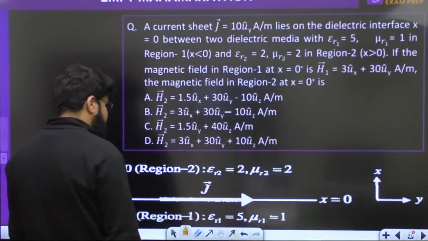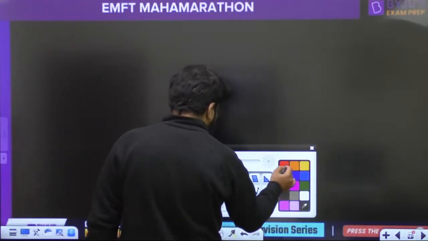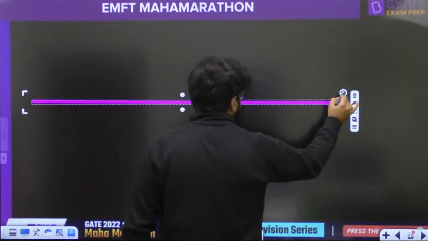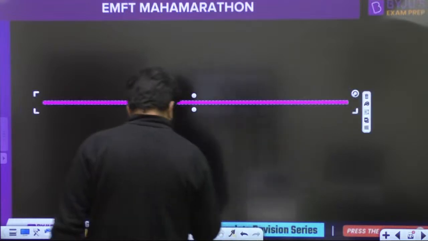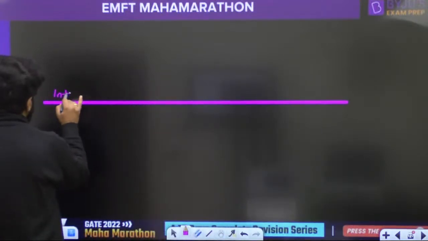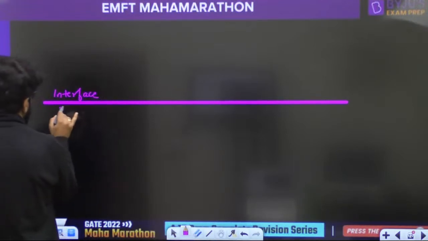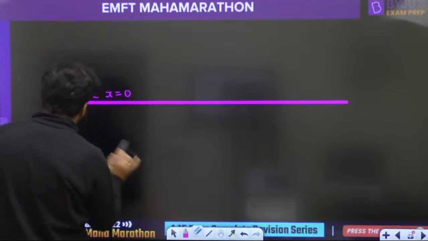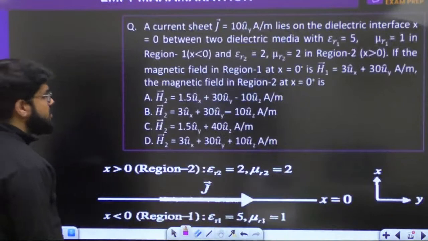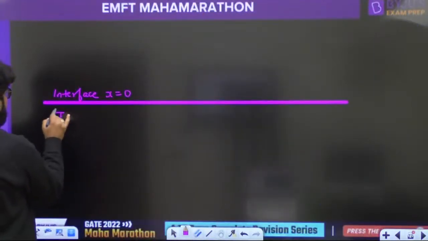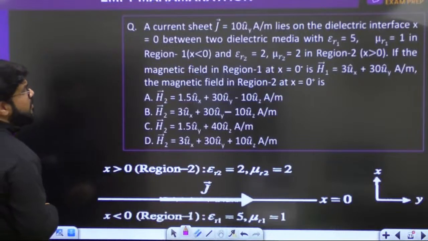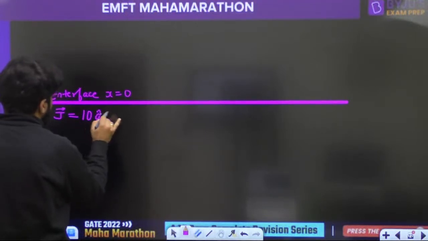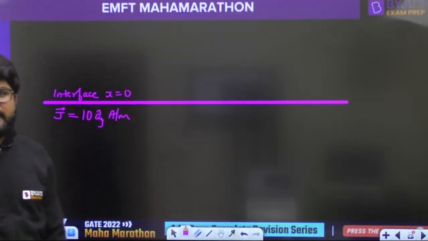First, let's draw the whole picture. Let us sketch the boundary here. What is the boundary? The boundary here is x equal to 0. This is the interface, this is the boundary. Let me mention that this is the interface x equal to 0, and that interface is carrying the current density J. How much is the current density? 10 ay ampere per meter. The sheet carries some current density.